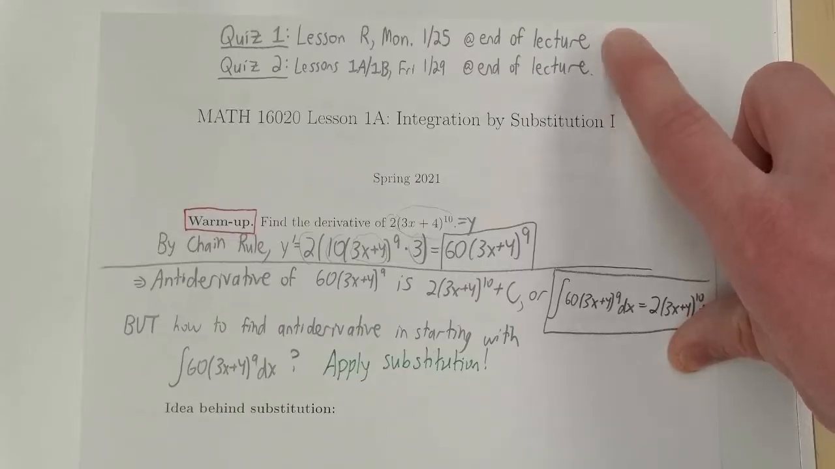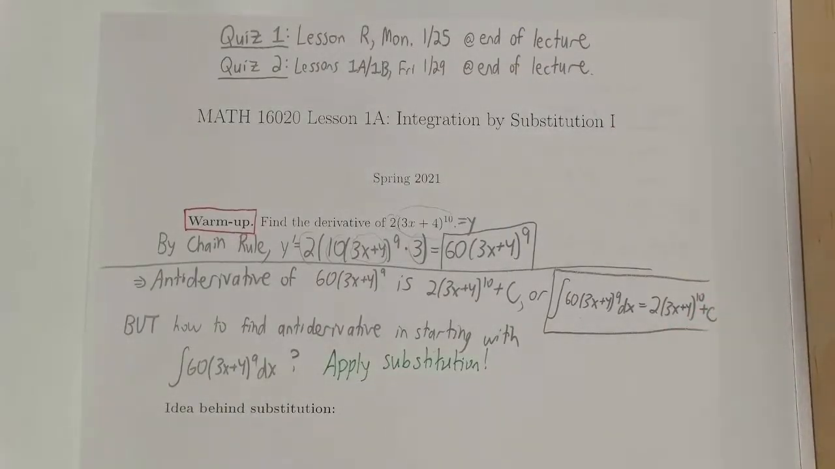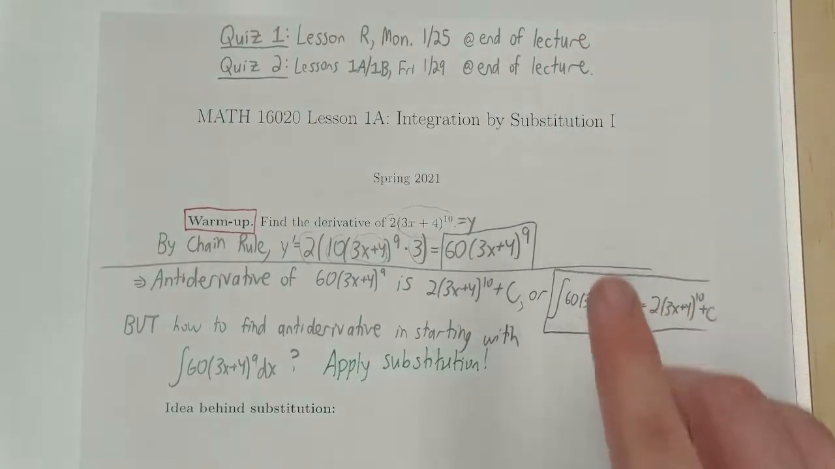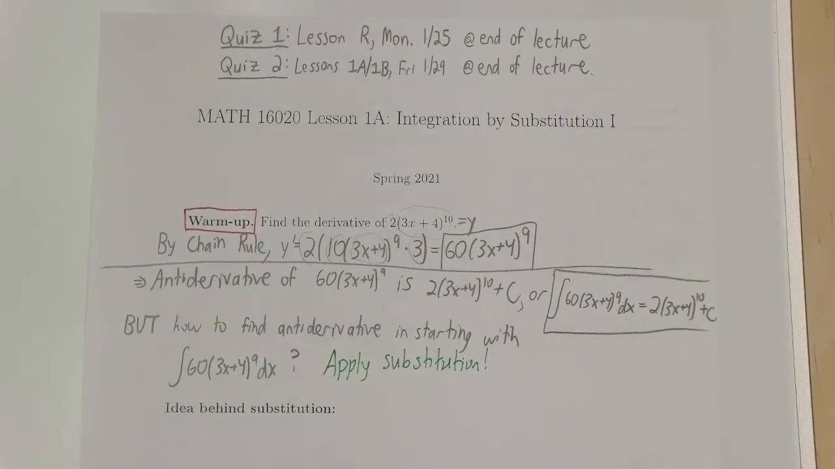Quiz 1 is going to be next Monday, covering lesson R at the end of lecture. And quiz 2 is going to be covering lessons 1A and 1B, next Friday at the end of lecture. You'll get some reminders of quiz 2 throughout the week, but make sure to keep quiz 1 in mind for next Monday. It should be a pretty quick little review of Calc 1 stuff, so it's not going to be too crazy. But just keep that in mind for the weekend.